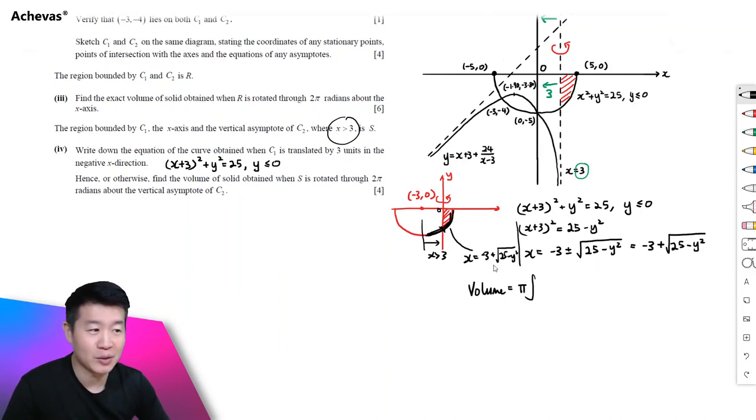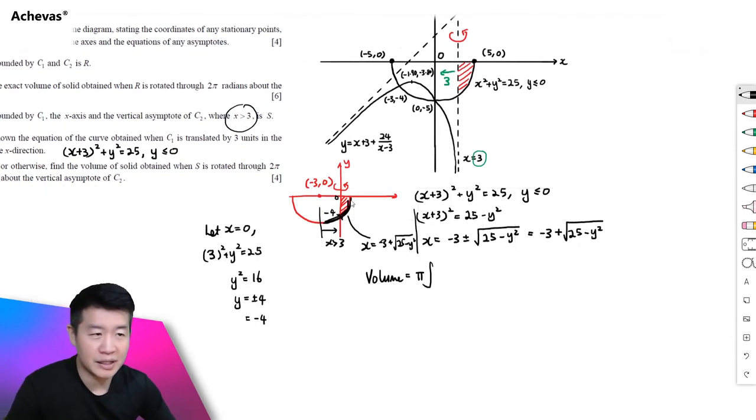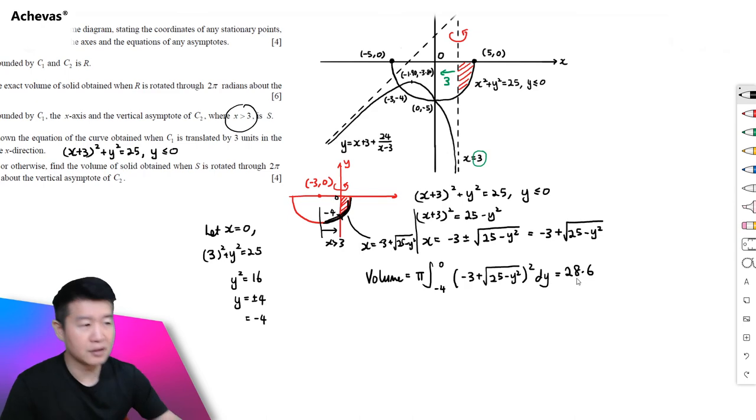We just simply need to let x be equal to 0, right? So letting x be equal to 0, it will be 3 squared plus y squared is equal to 25. So y squared is going to be equal to 16. y is going to be equal to plus or minus 4. But because y is less than 0, I'm going to choose minus 4. So I know the y coordinate here is minus 4. So for volume, we'll be integrating from minus 4 all the way until 0 of this curve, which we know is minus 3 plus the square root of 25 minus y squared, dy. And since now there's no restriction by the question, we will just press this into the calculator, and this is 28.6.